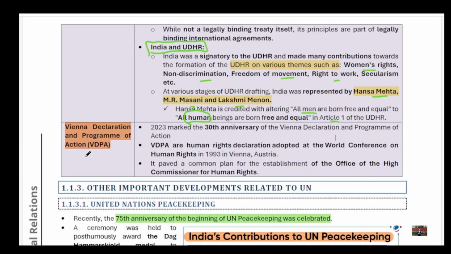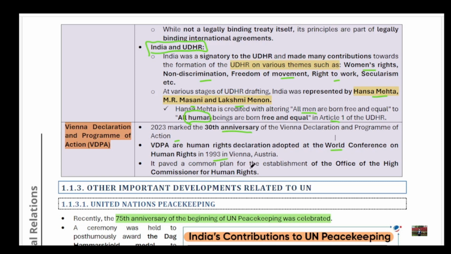And another such important declaration is Vienna Declaration and Program of Action. All right, so these are the separate declarations on human rights in contrast to United Nations Human Rights Council, right? So we have seen Universal Declaration of Human Rights, and another important declaration is Vienna Declaration and Program of Action. The important event is that 2023 marked the 30th anniversary of Vienna Declaration and Program of Action, right? So VDPA, our Human Rights Declaration, was adopted at the World Conference on Human Rights in 1993 in Vienna, Austria.